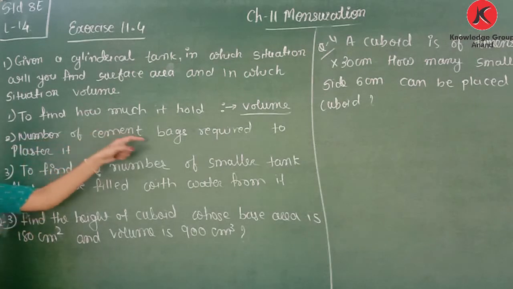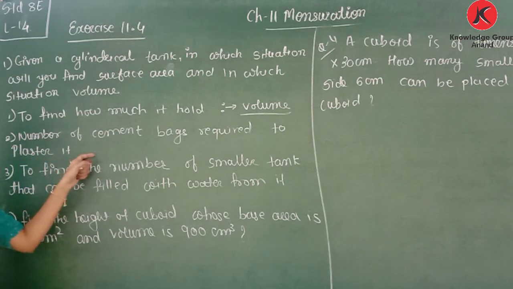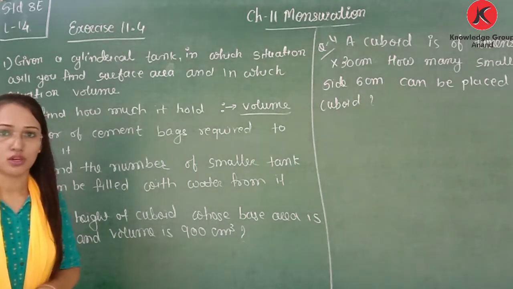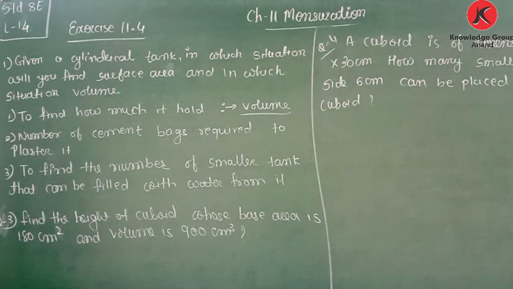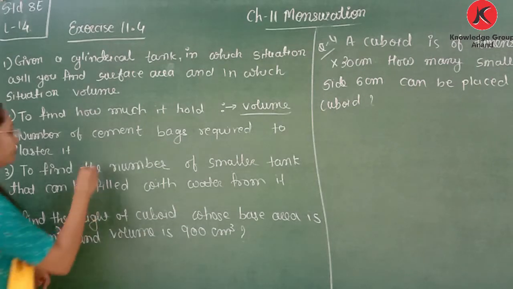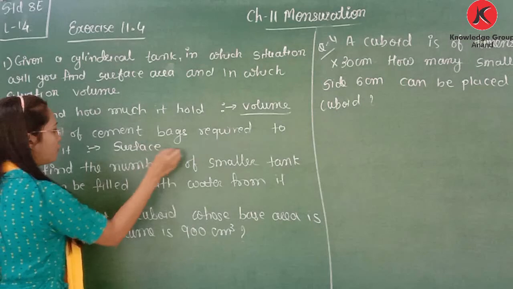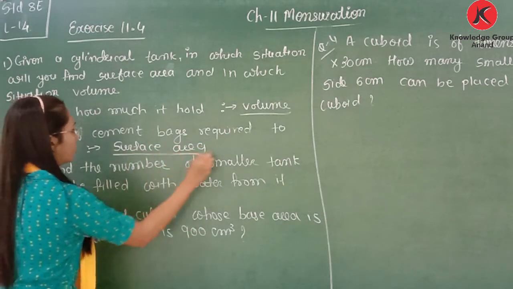Number of cement bags required to plaster it. If we want to plaster some flat surface, what do we need to find? It is surface area. So for this we will find surface area.